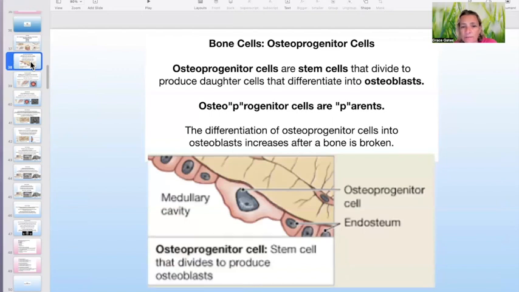Osteoprogenitor cells are stem cells that divide and produce daughter cells. The daughter cells differentiate into osteoblasts. Osteoprogenitor cells can be thought of as parents. Actually, what happens is that the osteoprogenitor cell divides, and one cell remains an osteoprogenitor cell, and the other cell is considered the daughter cell, and that's the cell that differentiates and becomes an osteoblast.